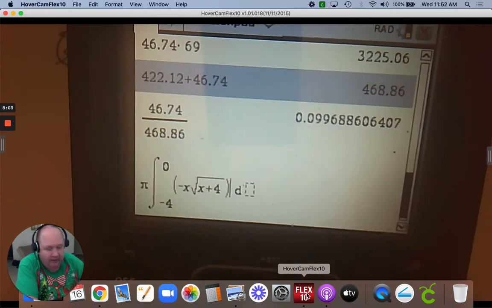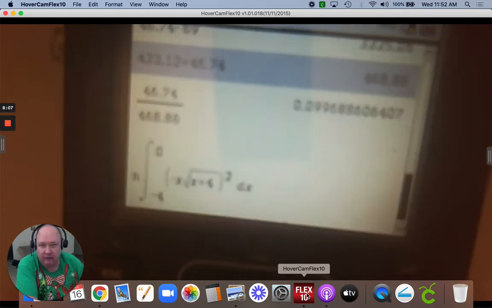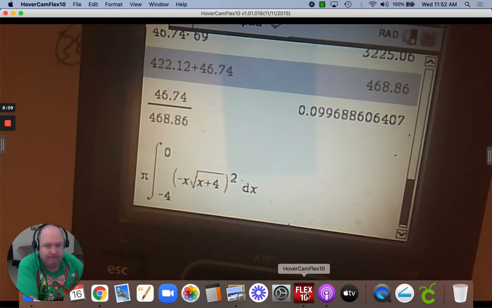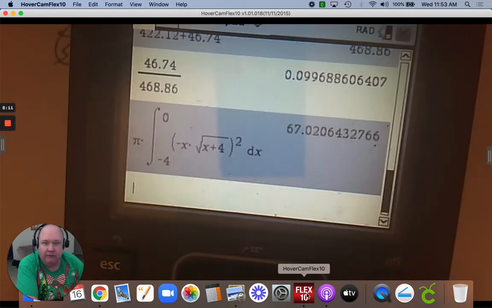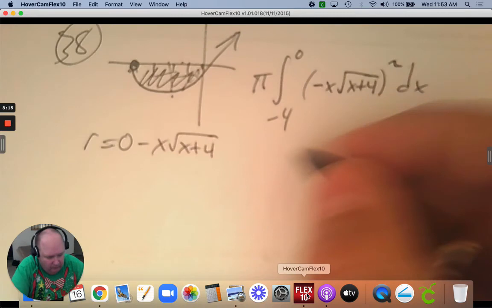So try it again. Square dx. There it is. Okay? So the volume is that, 67.021 or 2.